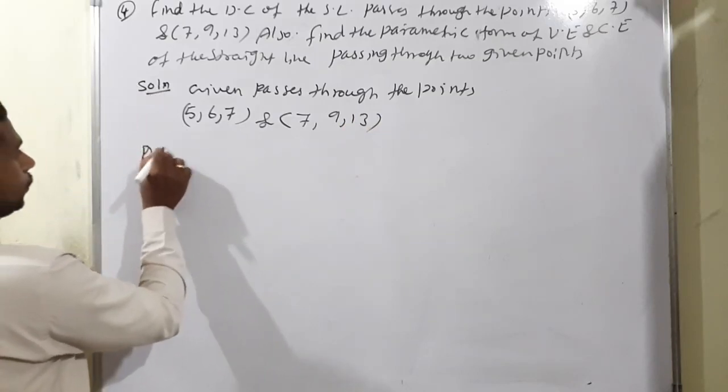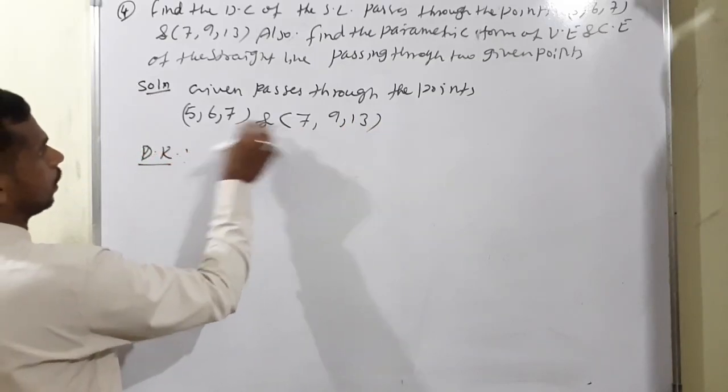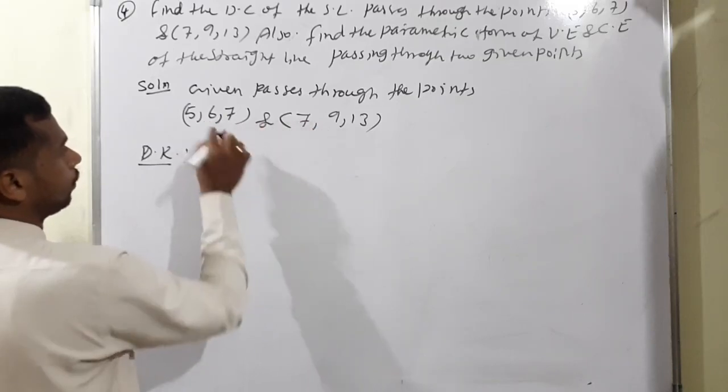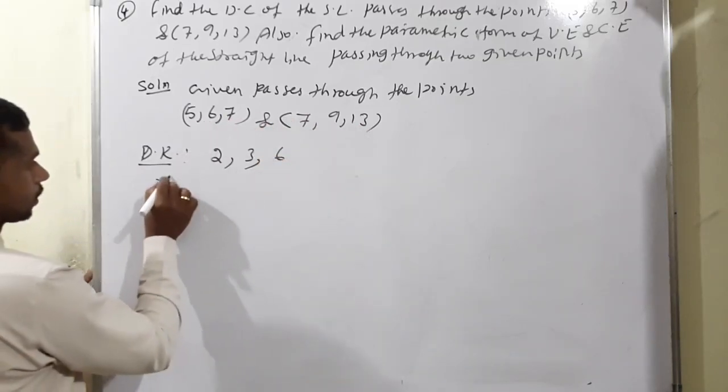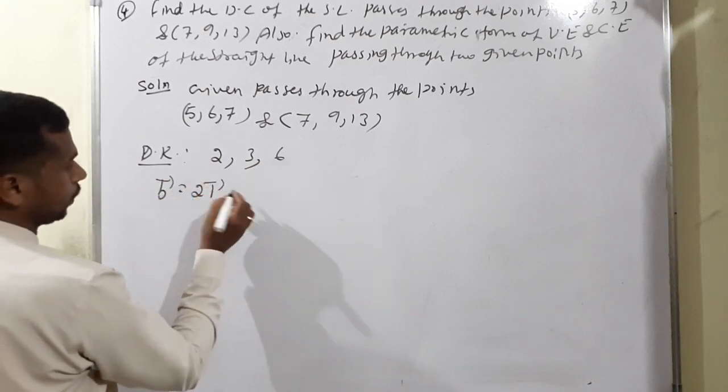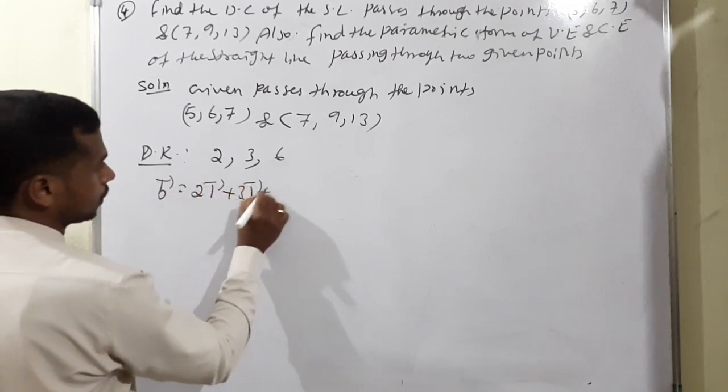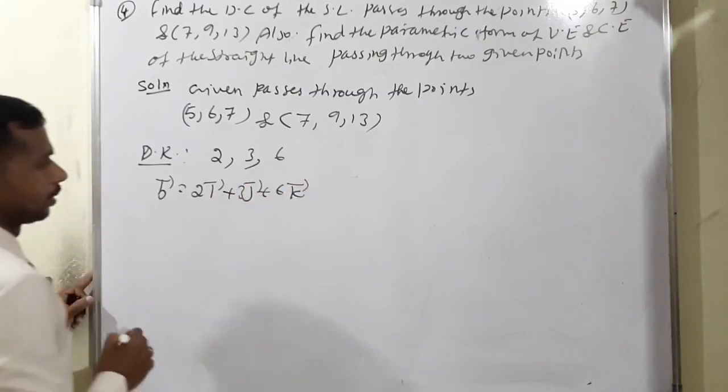Therefore the direction ratio: 7 minus 5 means 2, 9 minus 6 means positive 3, 13 minus 7 means 6. This is called the b vector. Therefore the b vector is equal to 2i vector plus 3j vector plus 6k vector.